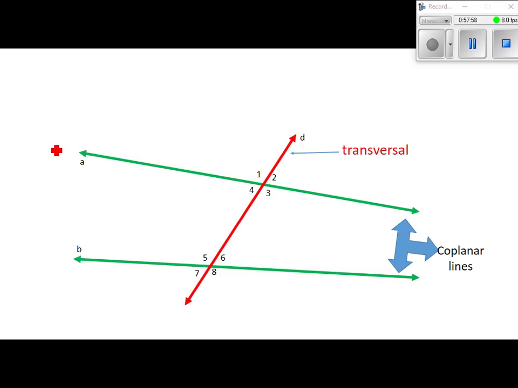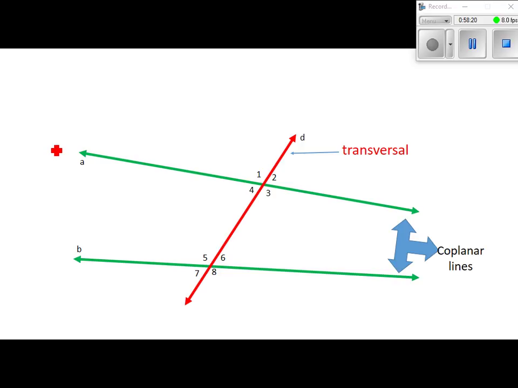What we're going to learn from here on out is more stuff. More special pairs of angles here. Like 4 and 5 right here. See 4 and 5? They're a special pair of angles, and I call them roommates. Why do you think I call them roommates? What's in between 4 and 5? Nothing. They live in that same room.